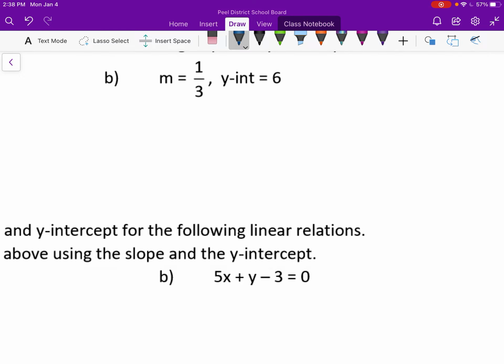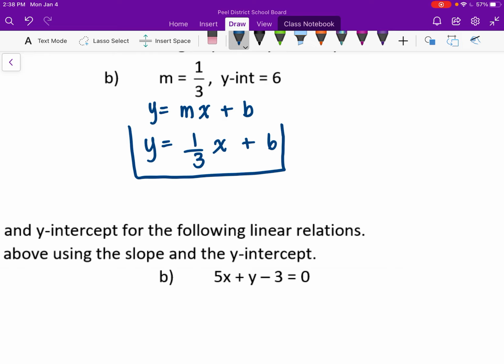As we move on now, we have y equals mx plus b again. My m is going to be a fraction this time. So y equals 1 over 3x plus 6. And that is my answer. Okay.